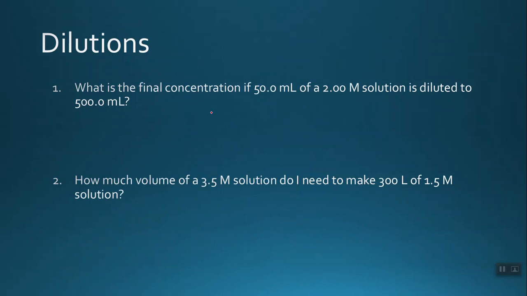What is the final concentration if 50 milliliters of a 2 molar solution is diluted to 500 milliliters? The first thing you want to do with these problems is figure out what is M1 and what is V1, or what is M2 and what is V2. Basically, which molarity and which volume is pairing up. So if you read this again, it says 50 milliliters of a 2 molar solution. This right here, that word of, tells us that this volume and this molarity is actually paired up, okay?